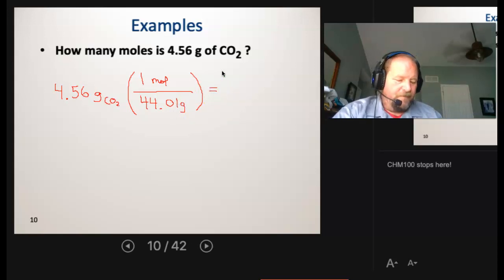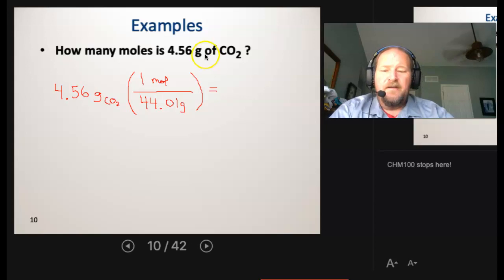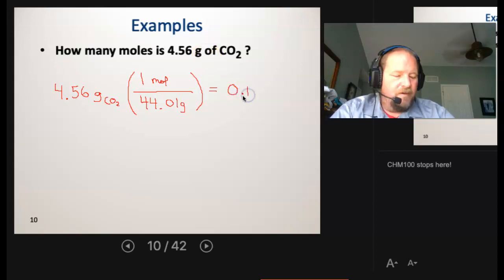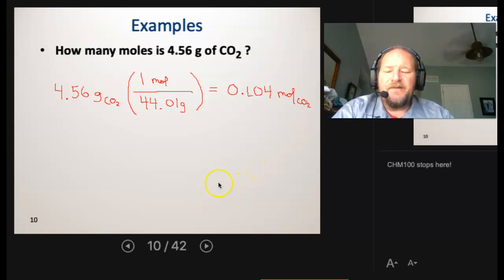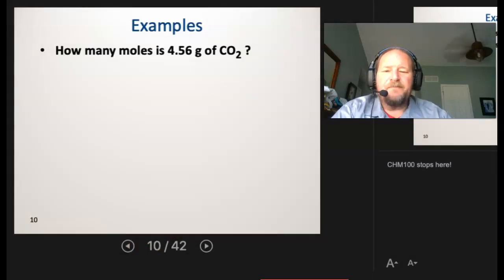Now I'm going to take the 4.56, divide that by the 44.01, and I get 0.104 with sig figs, and that's going to be moles of CO2. All right, so hopefully you're able to follow along with that. Don't worry, if not, I've got a couple more problems for us to work on here.